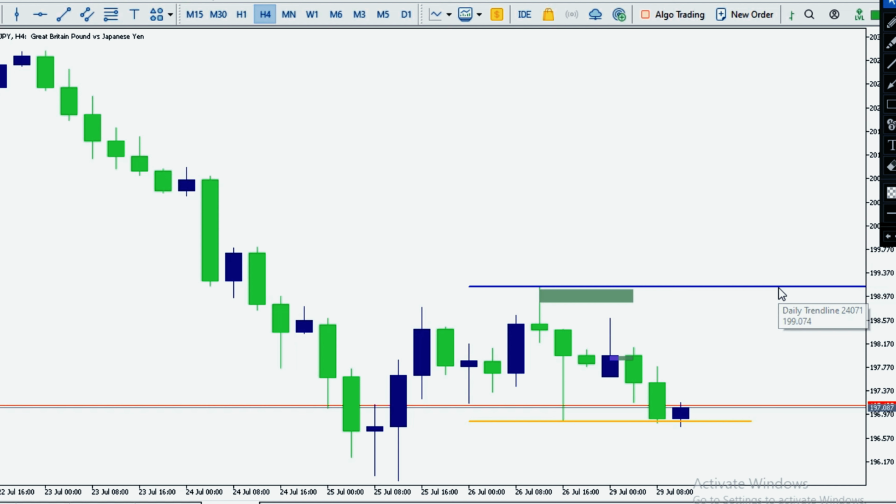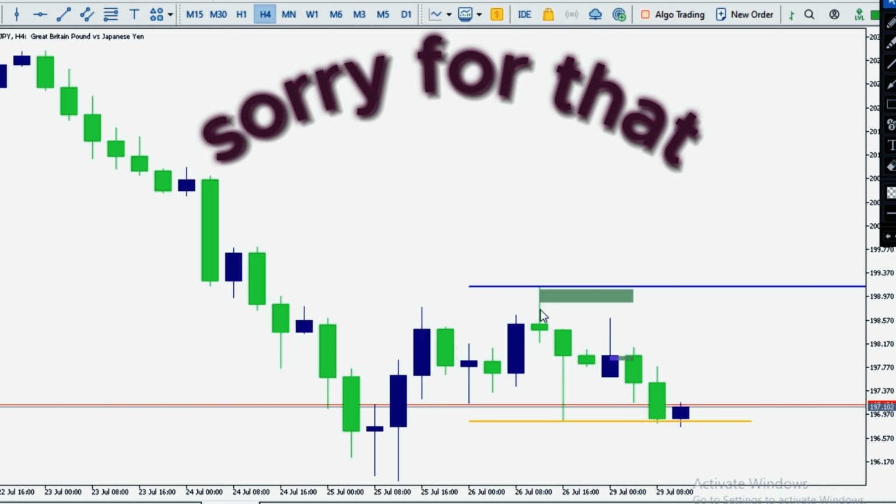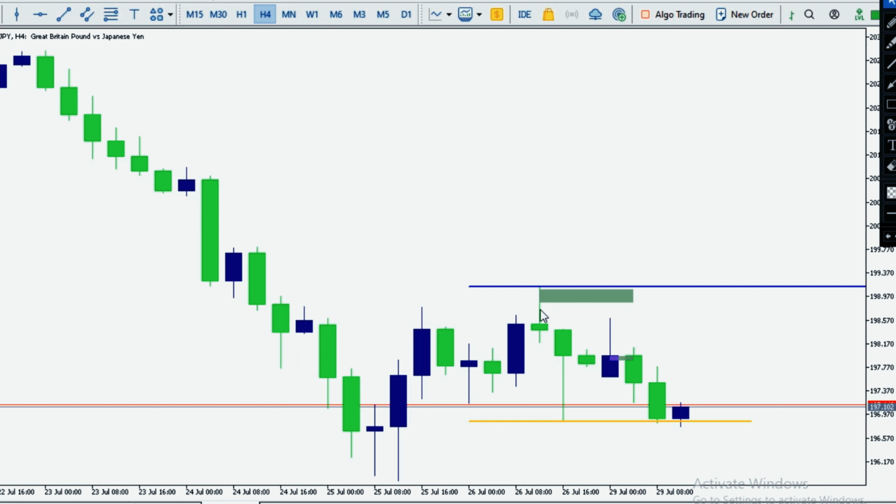So I plotted these two lines. I plotted this daily trend line here. This was the high of the previous daily trend, the previous trend line of the daily trend. Now, once you look at the market, you can see that it made this rejection candle.